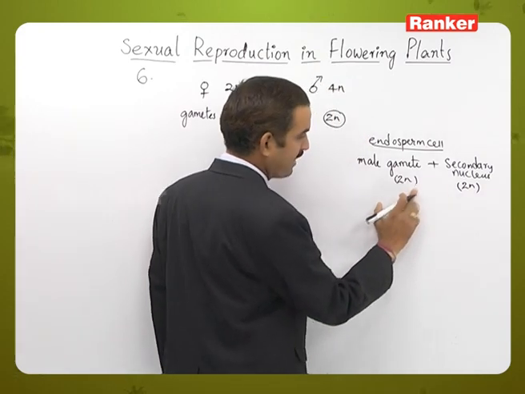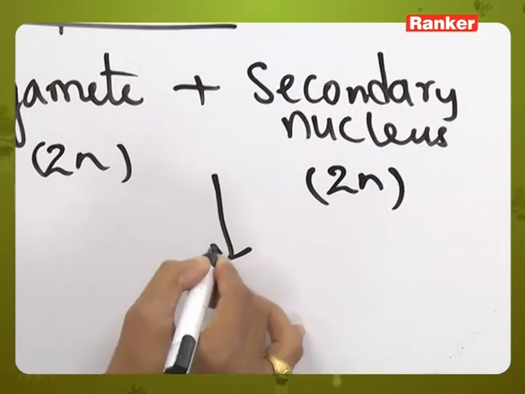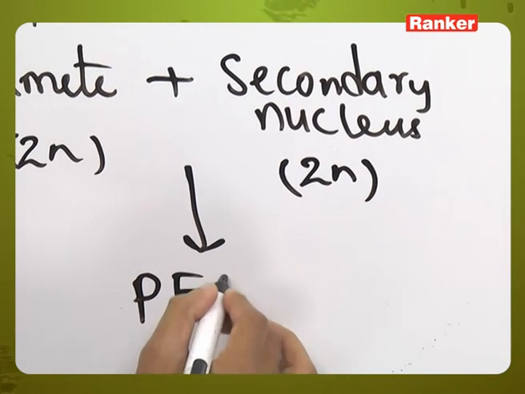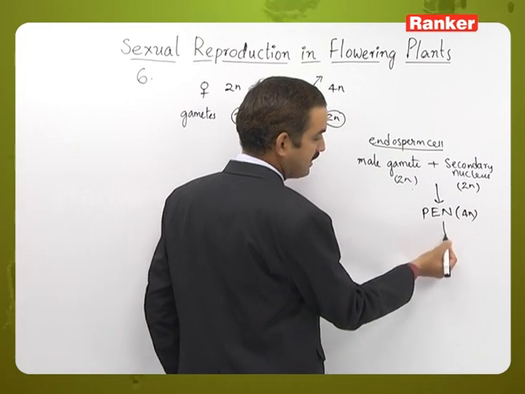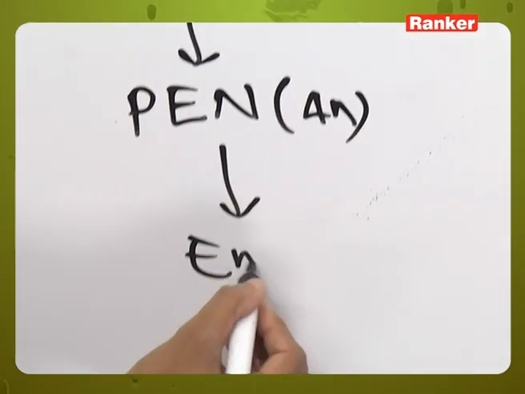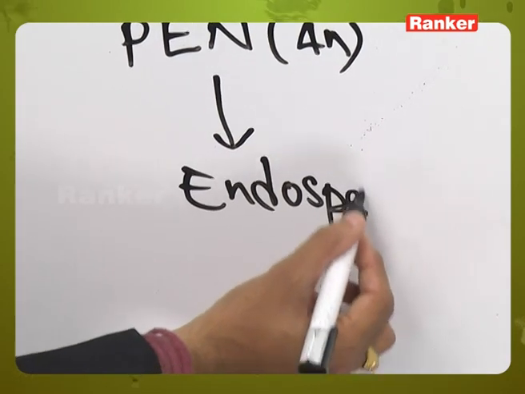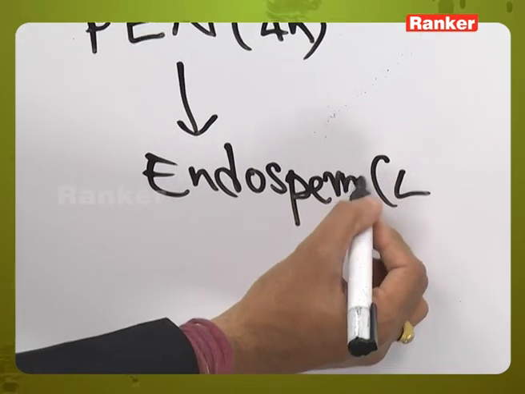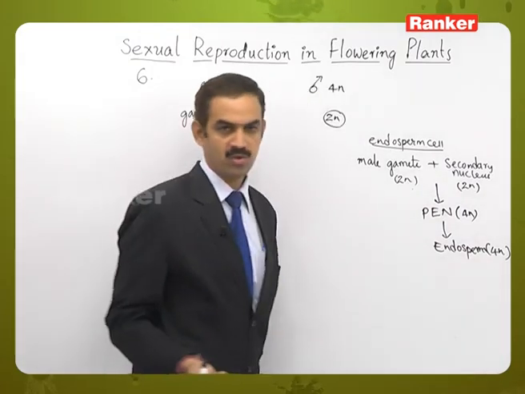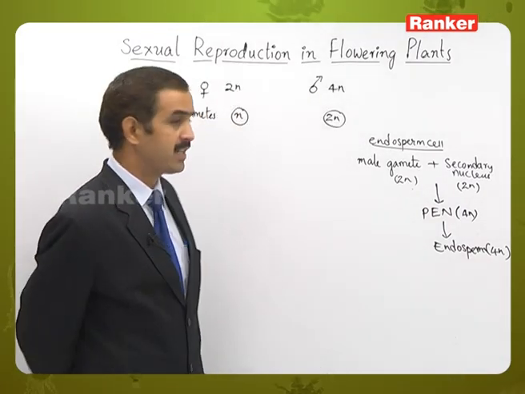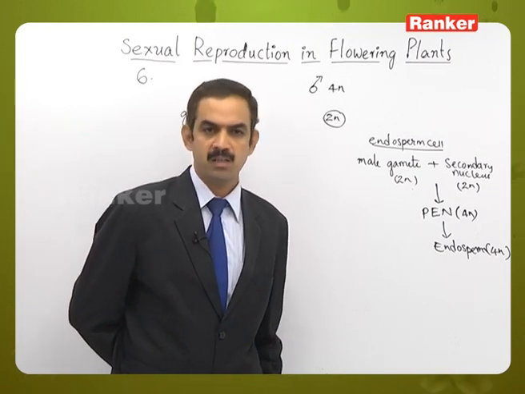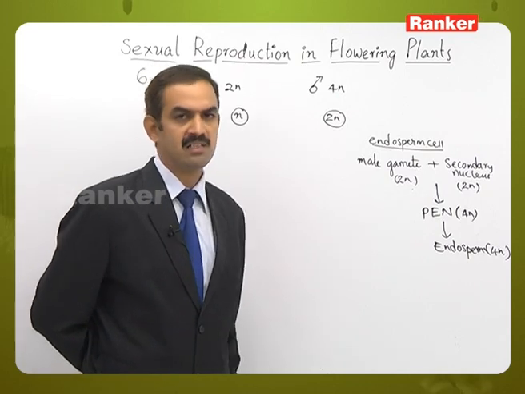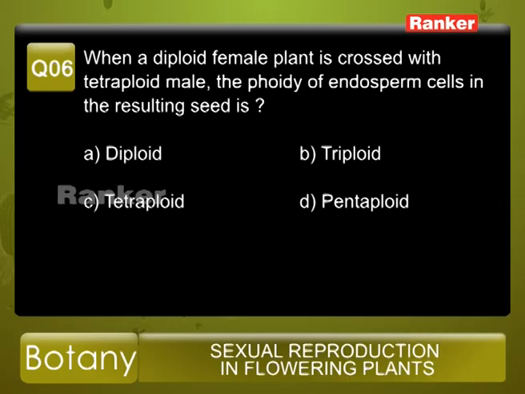So when a diploid male gamete is fused with the diploid secondary nucleus, it will be converted into the primary endosperm nucleus which has 4N condition, that is tetraploid condition, and this primary endosperm nucleus will be converted into endosperm which has the same ploidy as the primary endosperm nucleus. So when fusion takes place between a diploid female plant and a tetraploid male plant, the ploidy of the endosperm present in the seed will be tetraploid. So from the given options, option C is the correct answer.